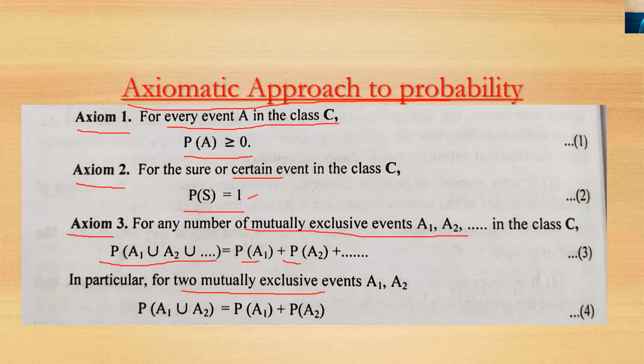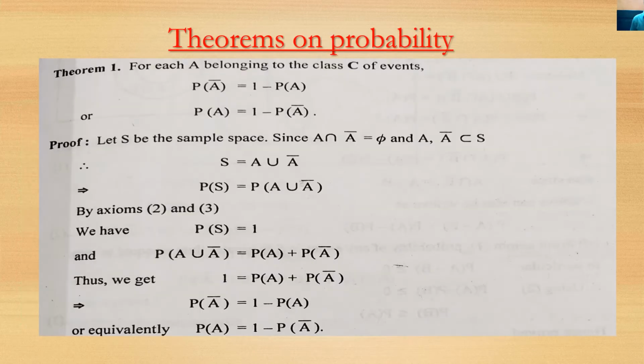Without these three axioms, we cannot go further. So these axioms are the basis for the theorems in probability. The first theorem: for each A belonging to class C, the probability of A bar, meaning the complement of A, is equal to 1 minus P(A). Or we can simply write P(A) is equal to 1 minus P(A bar).